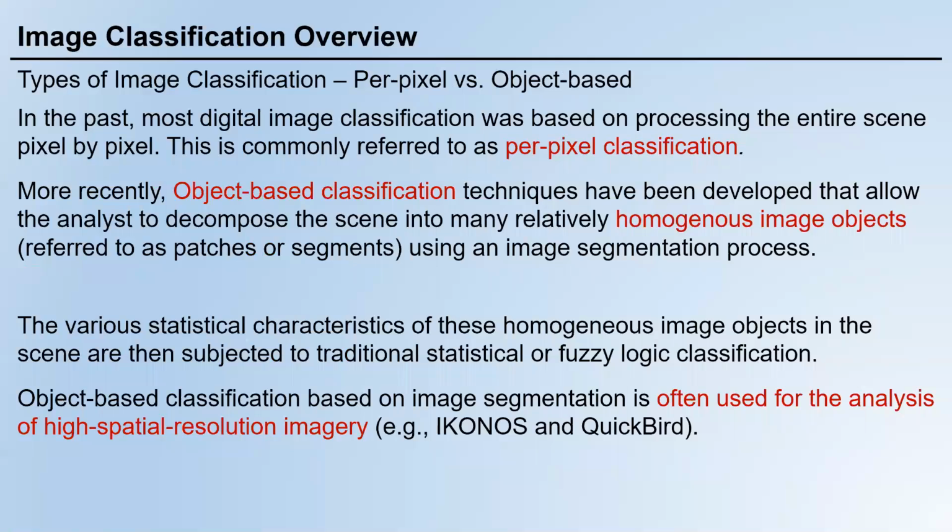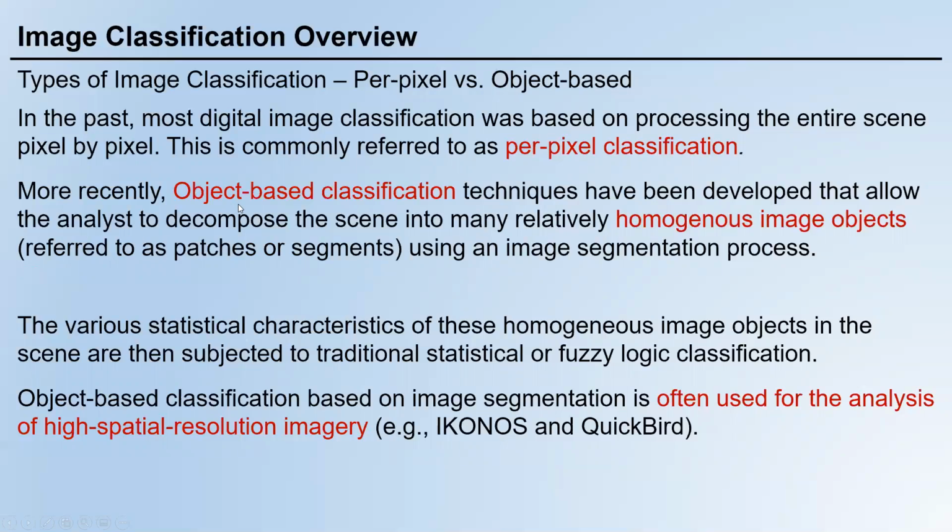And then we have per pixel classification versus object-based classification. In the past, most digital image classification was based on processing the entire scene pixel by pixel. This is commonly referred to as per pixel classification. All the examples I have mentioned since the beginning of the class were per pixel classification. Why? Because each pixel should have a value, or multiple values if it is fuzzy classification, to address the land cover type or the class of that pixel. So classification methods are usually carried out pixel by pixel.